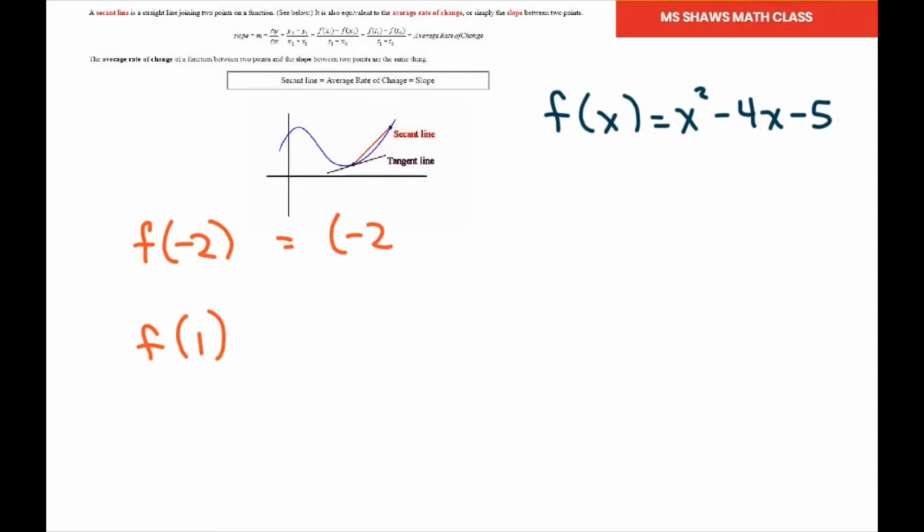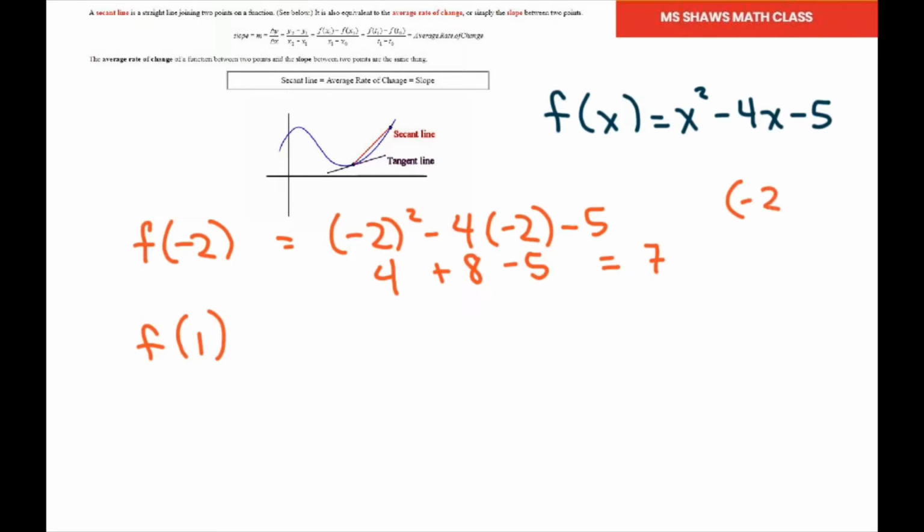You get -2 squared minus 4 times -2 minus 5. That's going to give you 4 plus 8 minus 5, which equals 7. So we have a point at -2, 7, and then we try 1.